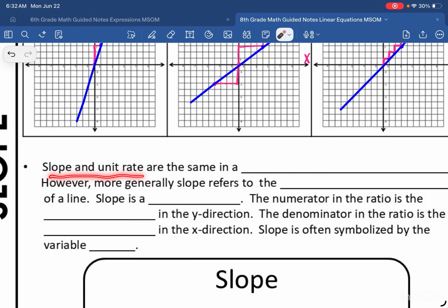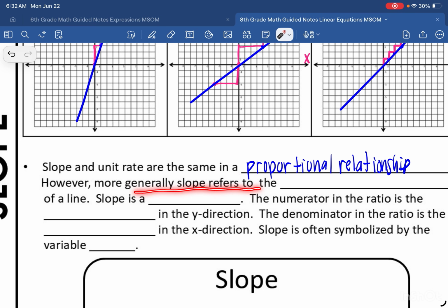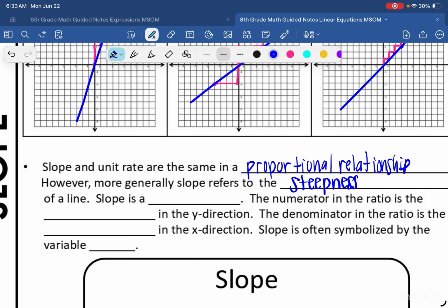Slope and unit rate are the same in a proportional relationship. However, more generally, slope refers to the steepness of a line. Slope is a ratio. The numerator in the ratio is the change in the y direction. The denominator in the ratio is the change in the x direction. Slope is often symbolized by the variable m.